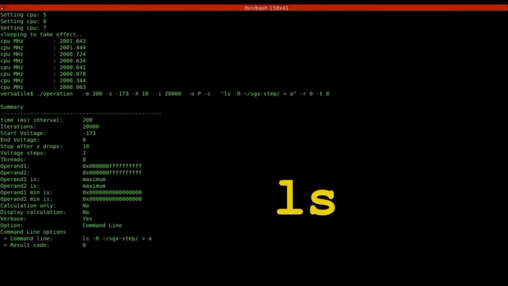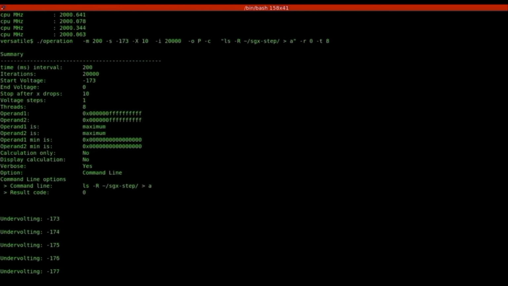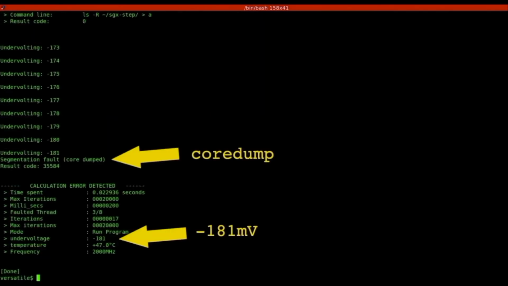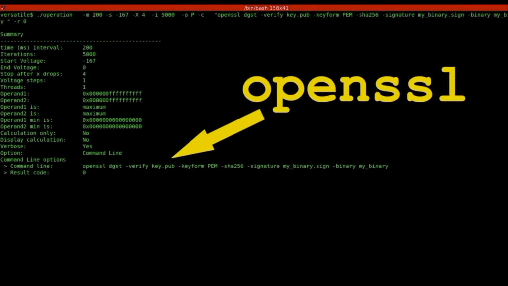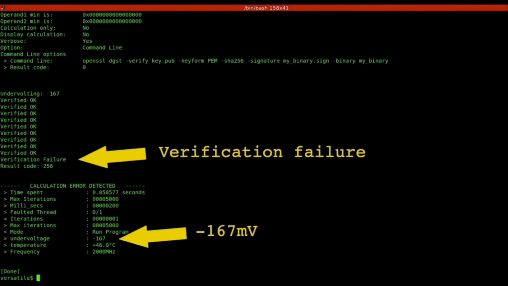How about ls? I piped it to a file, otherwise my screen filled up with rubbish. And ls, yes, we even managed to get a core dump with ls. That's minus 181 millivolts, so that was quite hard. How about verifying a signature with OpenSSL? Yep, again, we got a verification failure at minus 167 millivolts. And that was a bit of fun, just to see there was an awful lot of things we were able to fault.